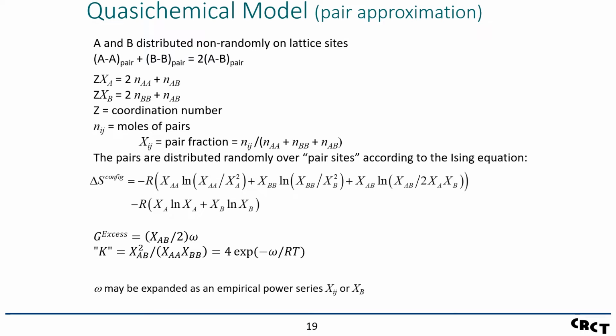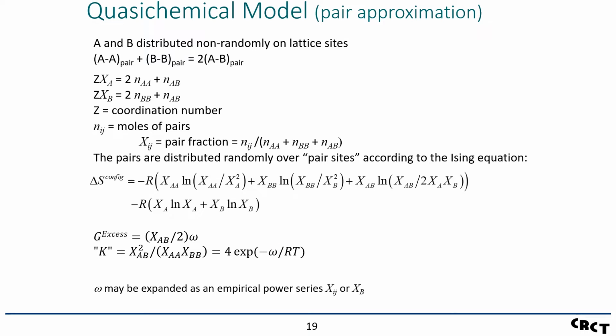So a pair site is a site where the pair would go, and this is the Ising equation, which is a pretty good approximation to the configurational entropy for mixing pairs over pair sites. Xaa, Xbb, and so on are the pair fractions. The excess Gibbs energy then is given by the number of pairs times a constant, where this constant is basically the Gibbs energy of this pair exchange reaction.